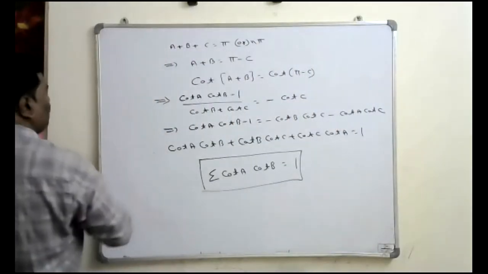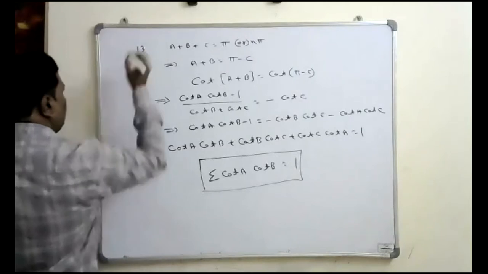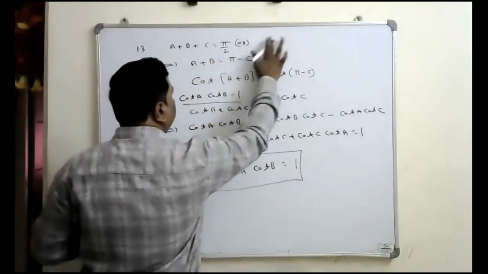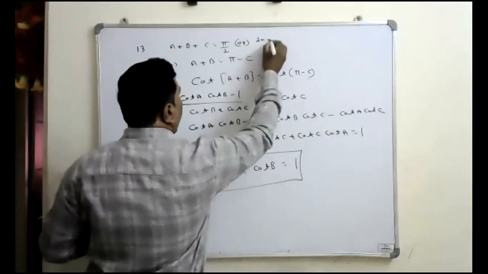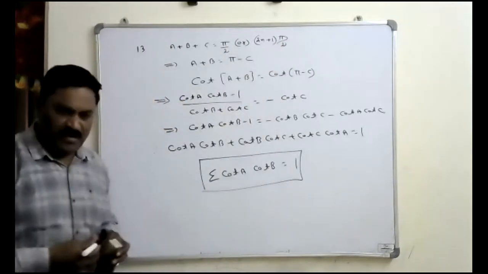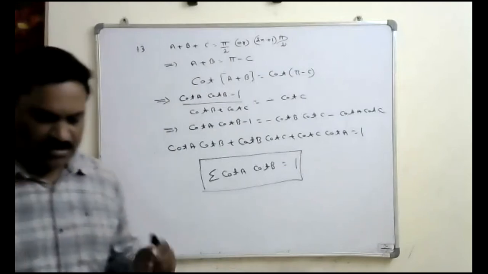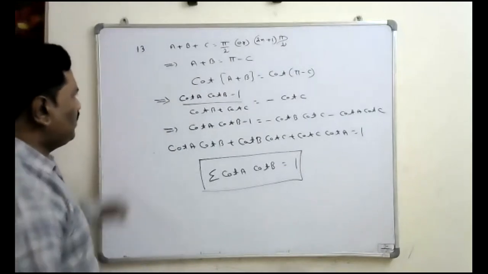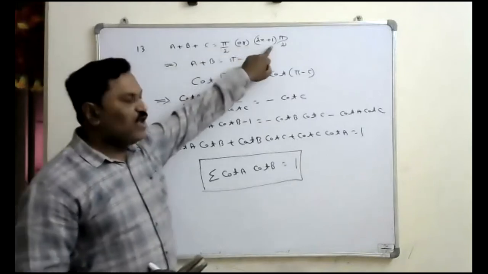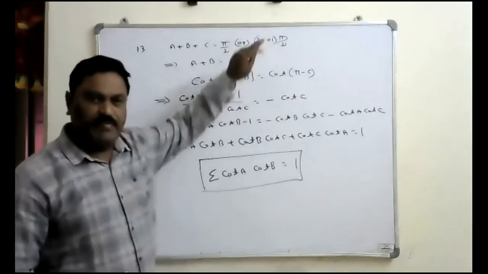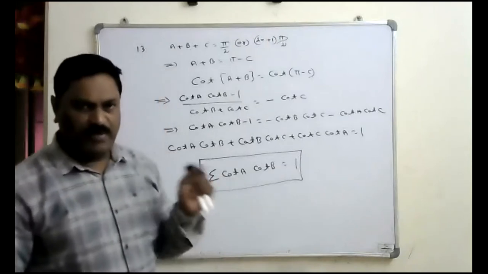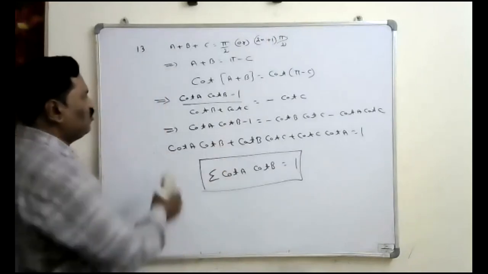Now we will see one more result. If A plus B plus C is equal to pi by 2 or (2n plus 1) into pi by 2, then what is the result in terms of tan and what is the result in terms of cot? That we will see now. It means the sum of the angles is either 90 degrees or an odd multiple of 90. Odd multiple of 90 means the same result is also good for 270, 450, etc. For every odd multiple of 90, the same result will hold.